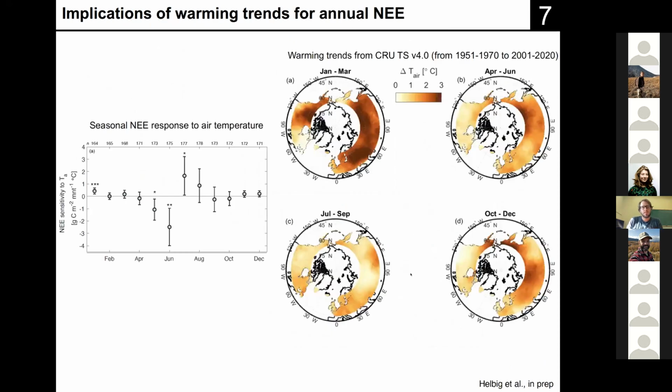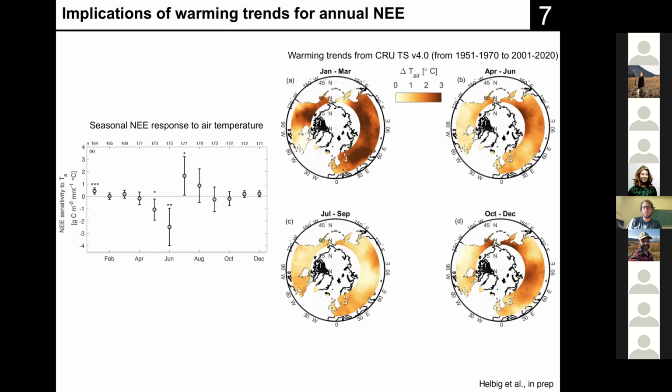So now we take this one step further to ask the question: what's the impact of seasonally varying warming on annual NEE in peatlands? So what we do is we take these sensitivities for each month across all these sites. That's our best estimate for temperature sensitivity for NEE across all these peatland sites. So we see that seasonal hysteresis here, with increasing uptake, and then a loss in the early growing season and a loss in the late growing season.